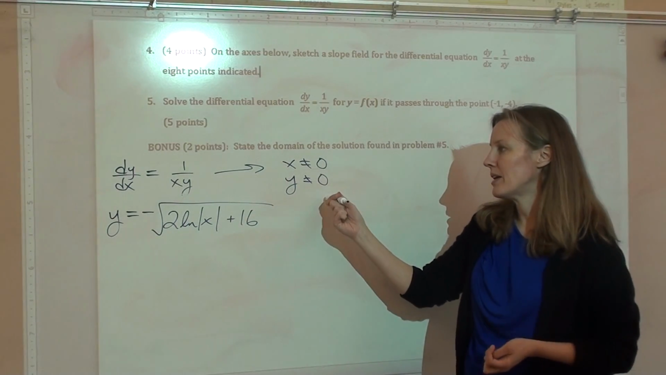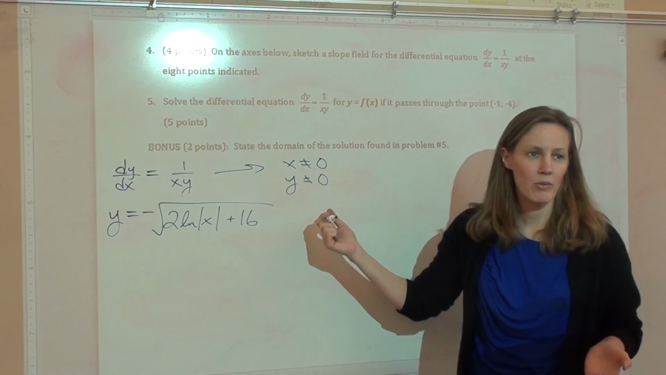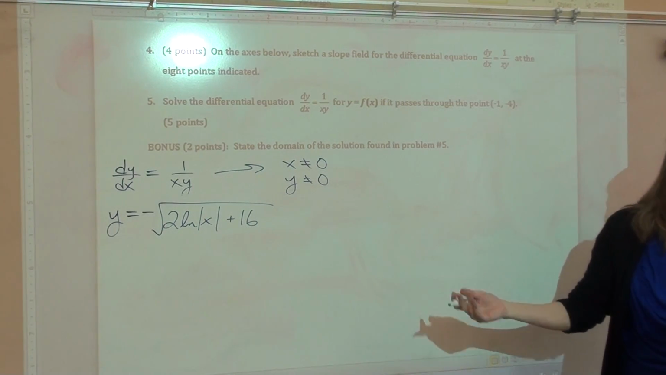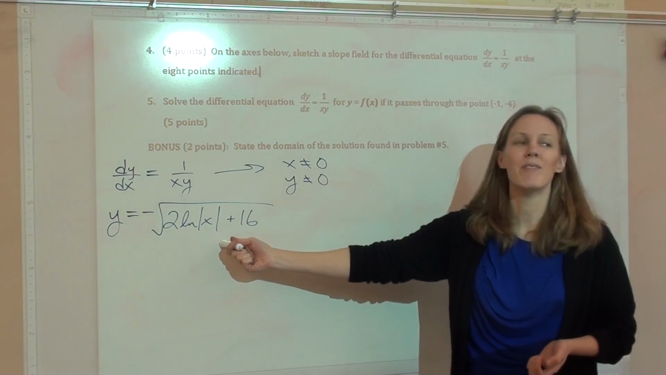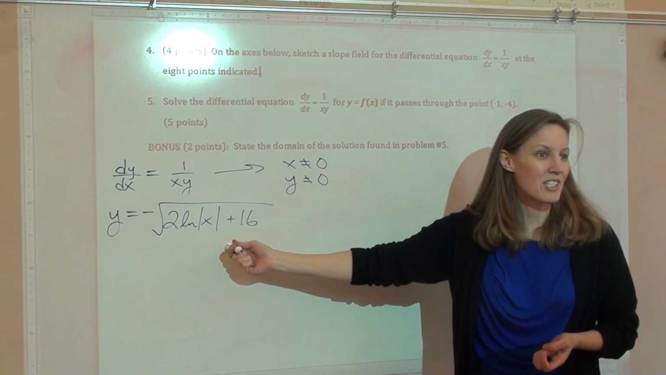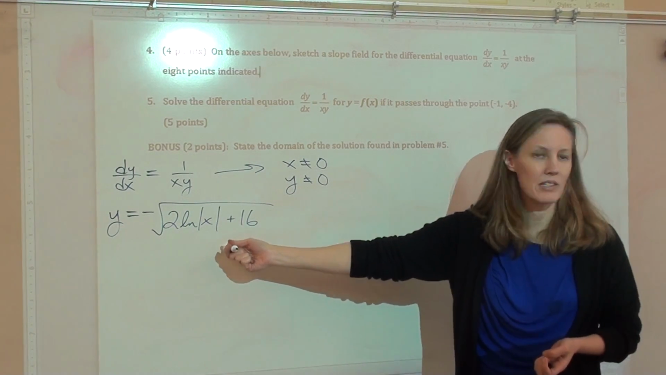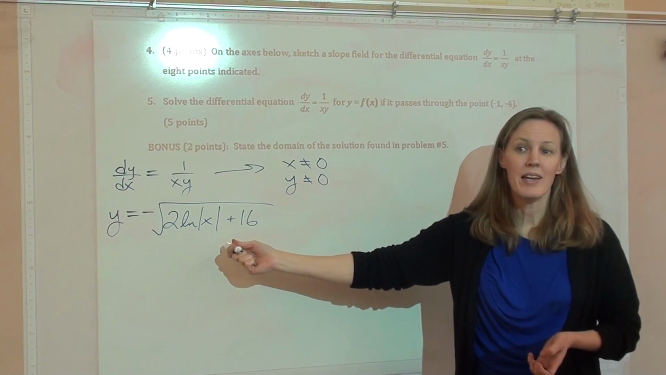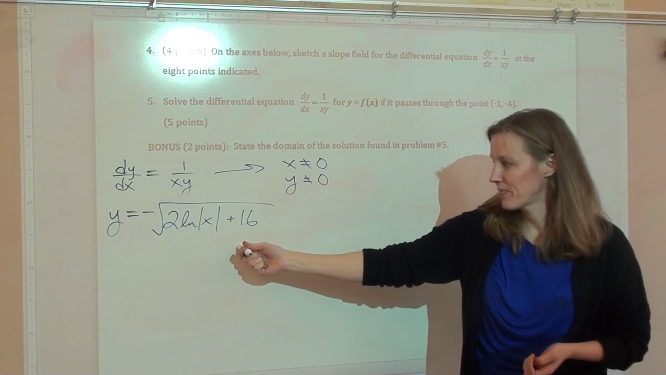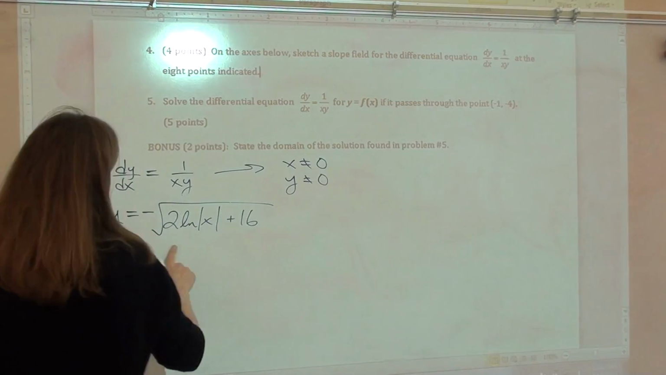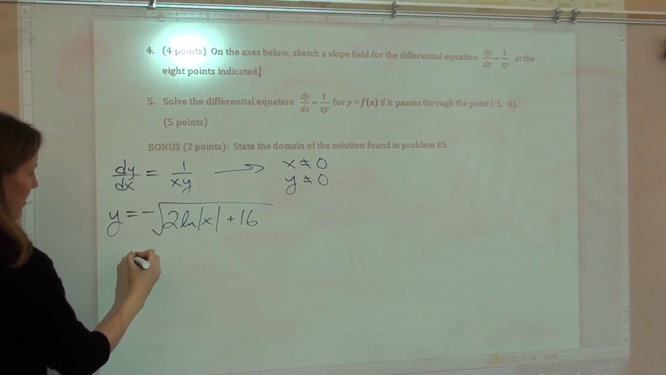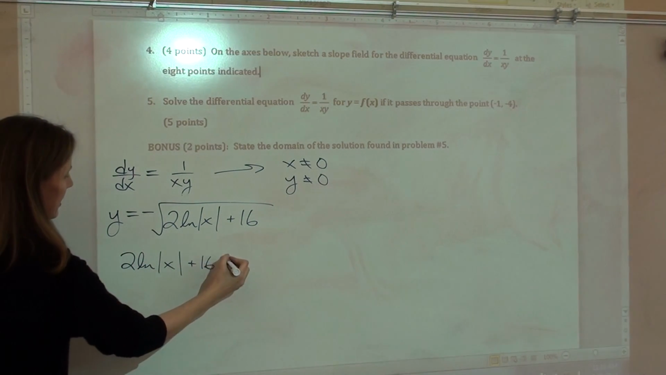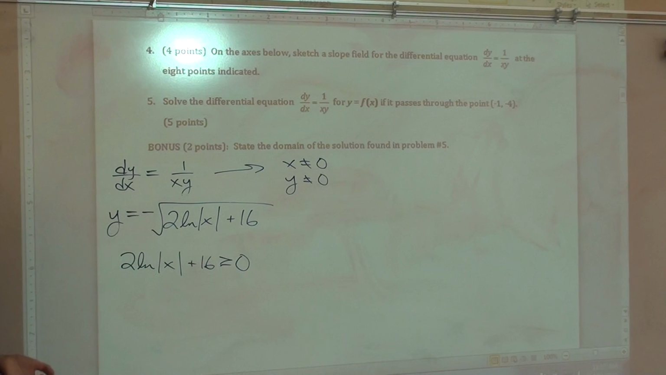So based on this, our domain would be either negative infinity to 0 or 0 to infinity, but we don't know which. Now we've got to find the domain of the solution, because you have to satisfy both the domain of the original and the domain of the solution. This is where it gets fun. So we know for this to be true that 2 ln absolute x plus 16 has to be greater than or equal to 0.